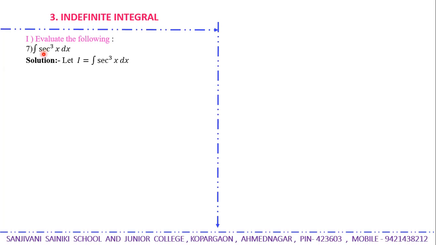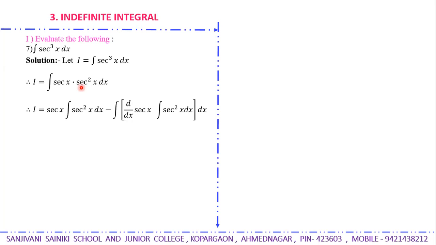Now, integral of sec cube x dx. Here we will write sec cube x as sec x into sec square x, and then we will use by parts. First function as it is, integration of the second, minus d by dx of the first function into integration of the second function. Now the integration of sec square x dx is tan x, and the derivative of sec x is sec x into tan x. So you get sec x into tan square x.